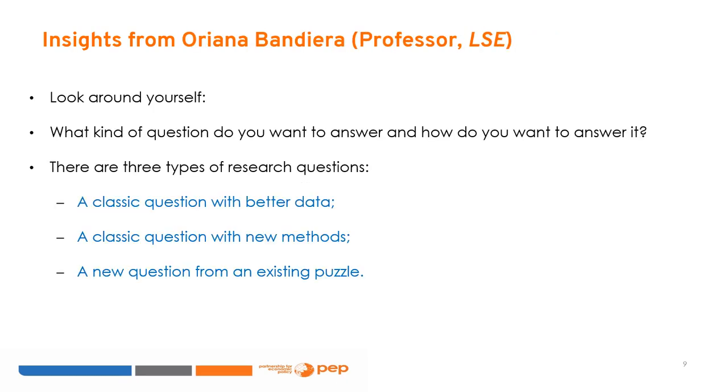Professor Oriana Bandiera is a professor of economics at the London School of Economics, specializing in development economics. For Oriana, an excellent way to get started in a research project is to think about the research question one wants to address. Therefore, looking for a research topic depends on whether you wish to address a classic research question, one that has already been addressed, or a novel research question based on an existing puzzle.